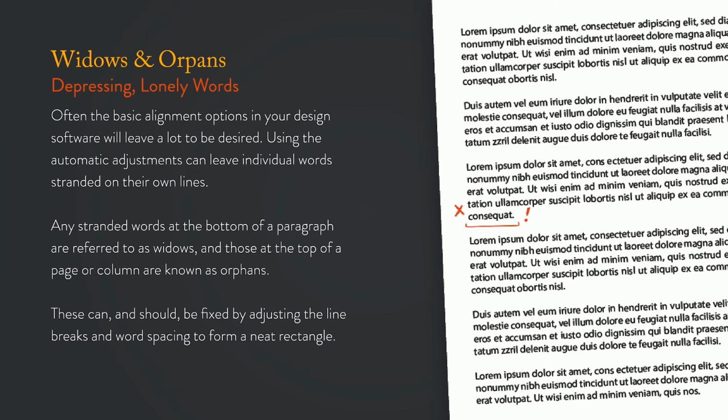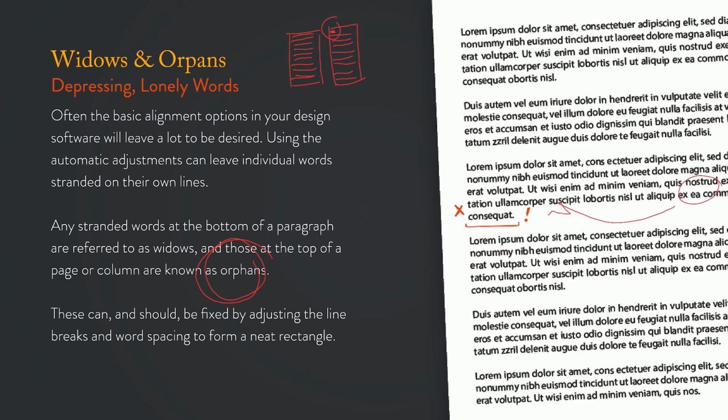So what are widows and orphans then? They're depressing and lonely words, first of all, but when you justify or when you don't use proper spacing, you can be left with individual words that stand on their own lines. Any stranded word at the bottom of a paragraph is referred to as a widow because it's left its family behind. And those at the top of a page or a column are known as orphans. Now, orphans are less common because it would have to be 2 columns of text like this, and you'd have line after line after line, and then a single word up here, and then line after line after line. That would be an orphan.